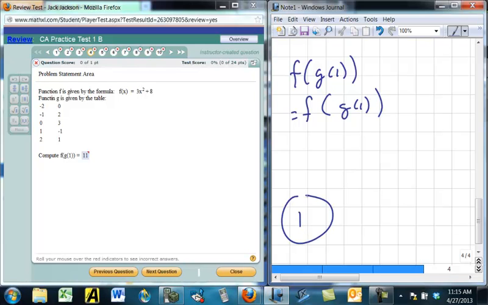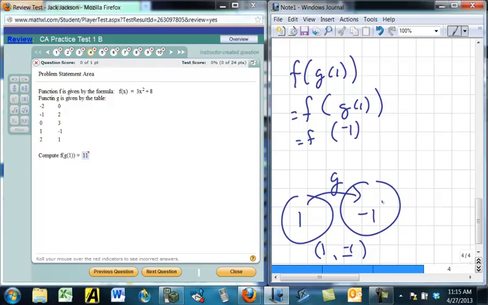So we start with 1, we apply function G. G means 1 is the input, what's the output for G? Now G is the table, so you find 1 in the input, find its output is -1. So G sends 1 to -1, so the G of 1 is -1. Now we want to do F of that, apply F to that, and see what happens. So -1 becomes the input for F.